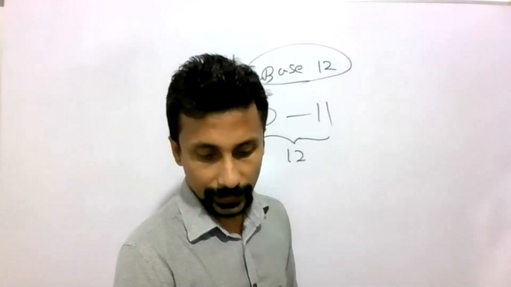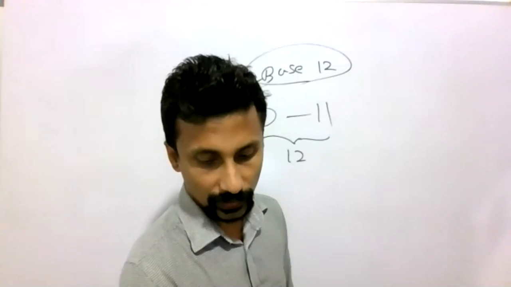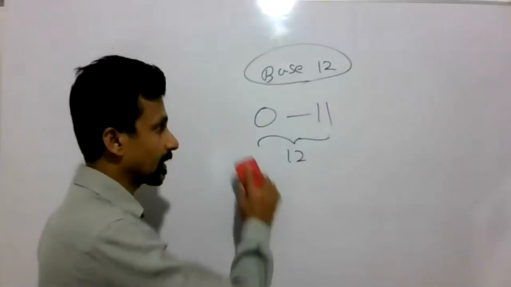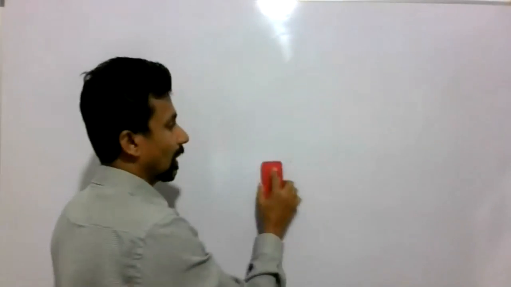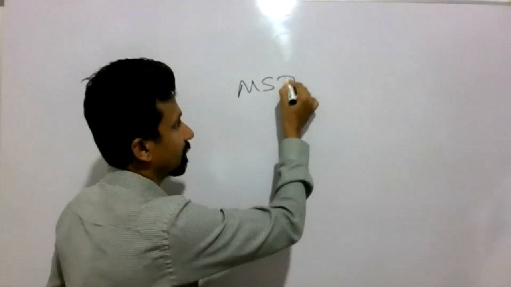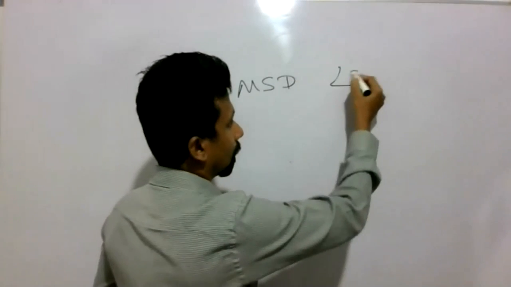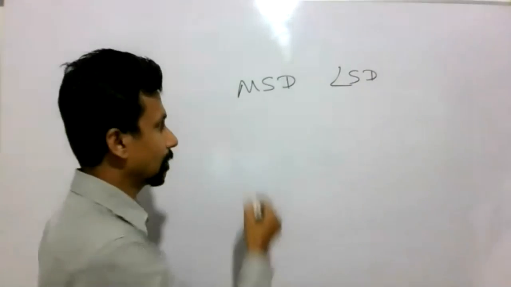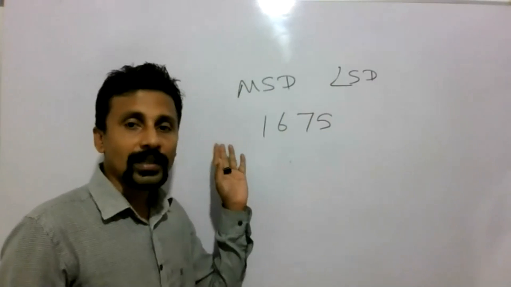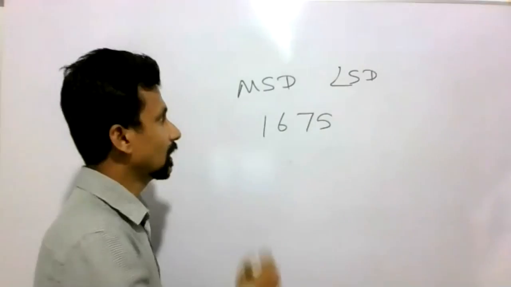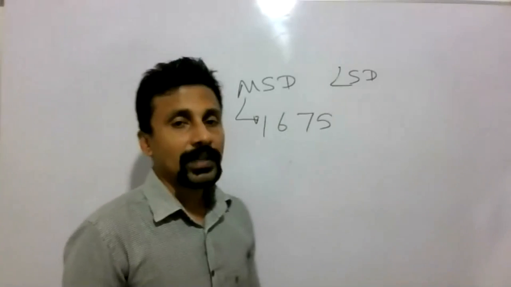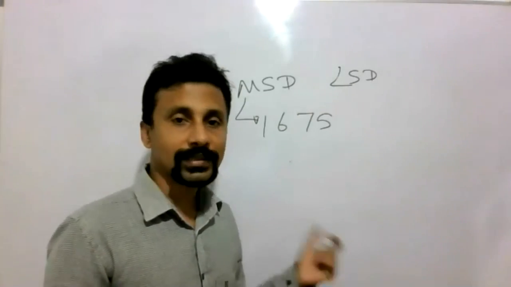Before I go to conversion, there's something called the most significant bit and the least significant bit, or the most significant digit and the least significant digit. These are two different things. If I take a number, the non-zero first value on the left side is called the most significant digit. Here, 1 is the most significant digit. The least significant digit means the last digit of the number.